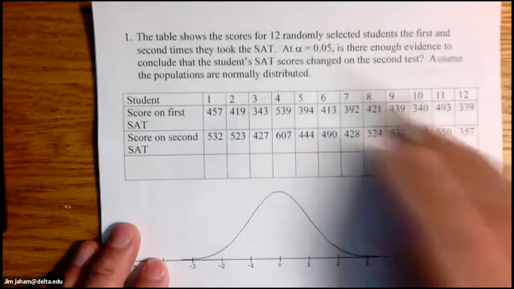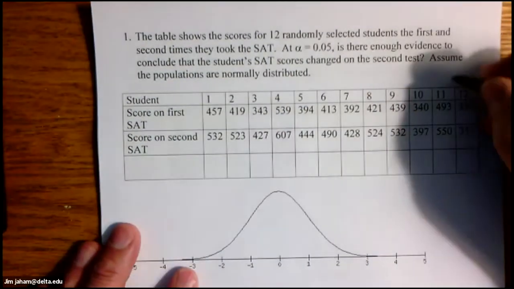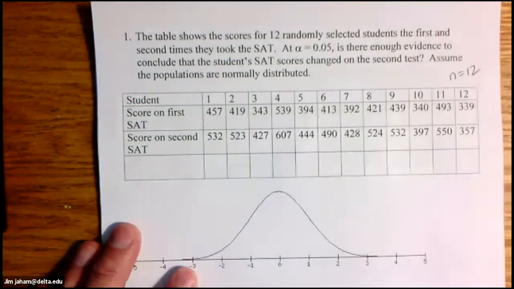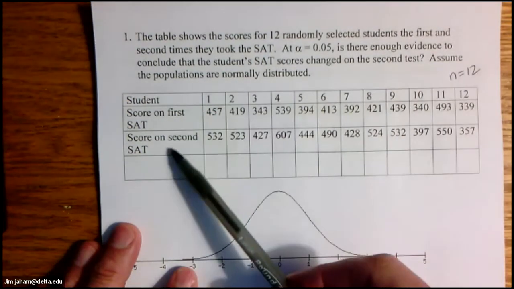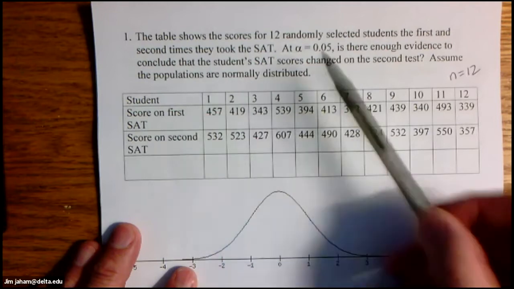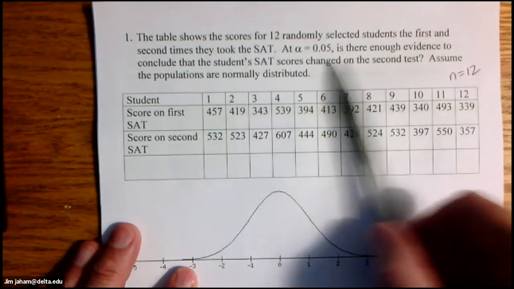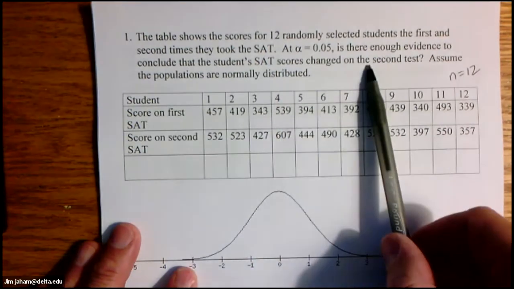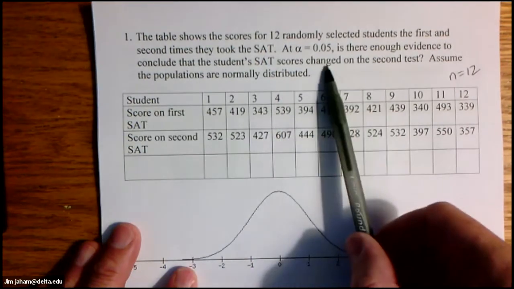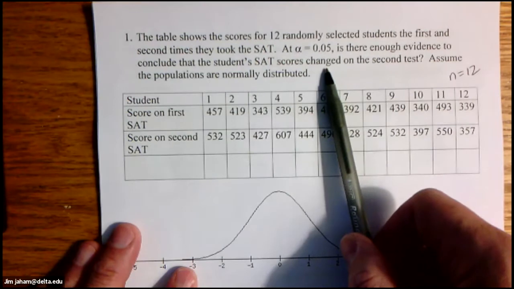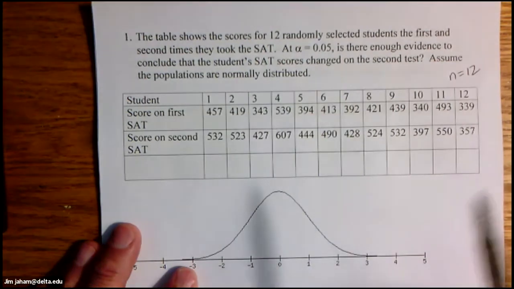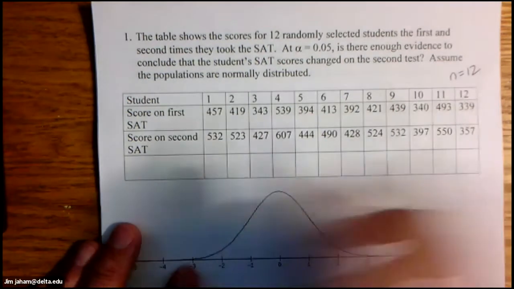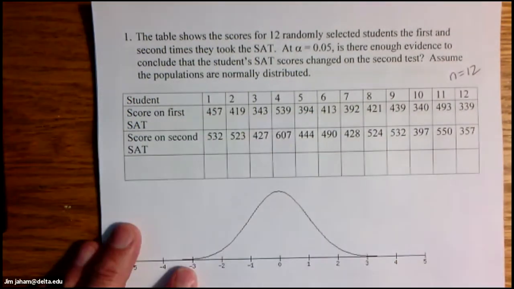Scores for 12 randomly selected students, first and second time they took the SAT. At our level of significance, is there enough evidence to conclude that the SAT scores changed? All right, so there's no indication that they improved or they got worse, but just that they changed. Assume the populations are normally distributed.